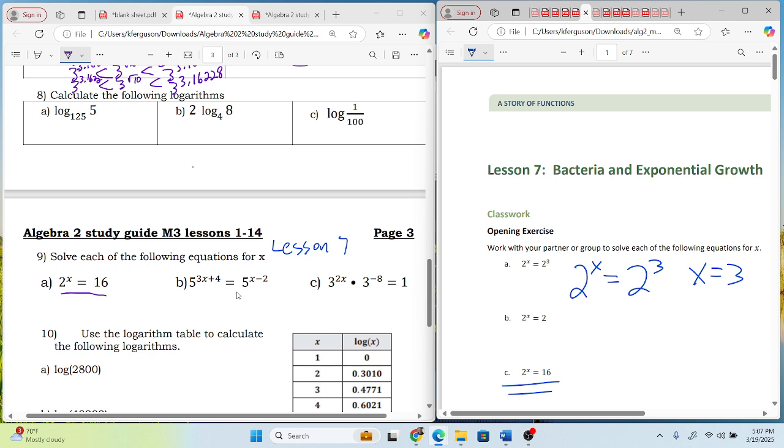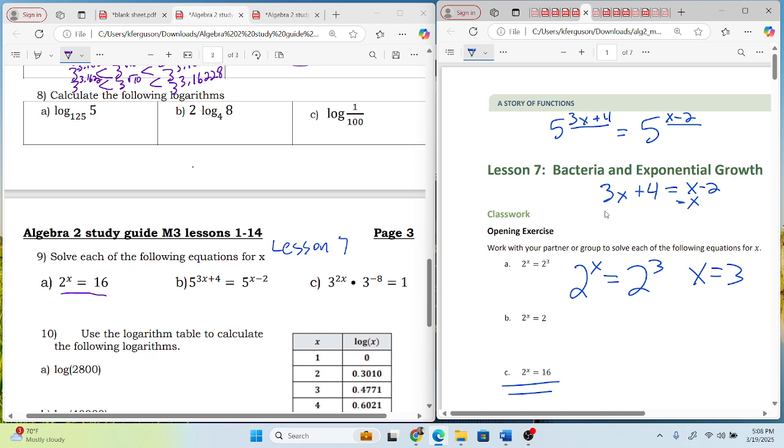If I look at B, my bases are the same. So what does that mean? Well, if I think of 5 to the 3x plus 4 power and say it's equal to 5 to the x minus 2 power, what does that mean? Well, the bases are the same. So if I'm saying those are equal, that means this needs to equal that in order for that to be the same. So I have 3x plus 4 equals x minus 2. And that's my equation. That is a simple equation where I get the x's to one side and the numbers to the other.